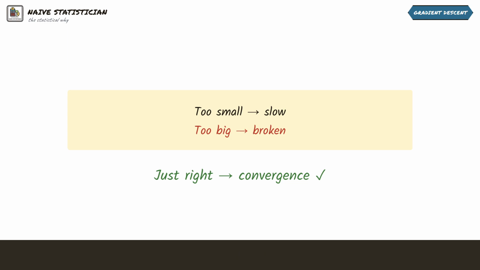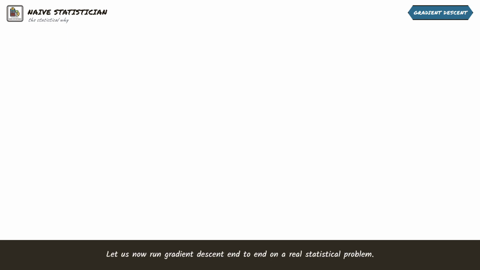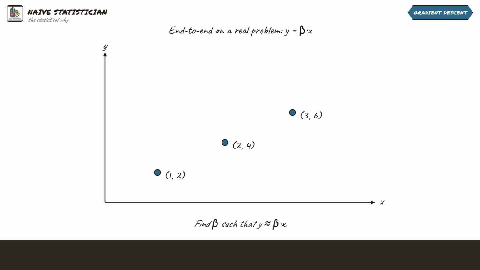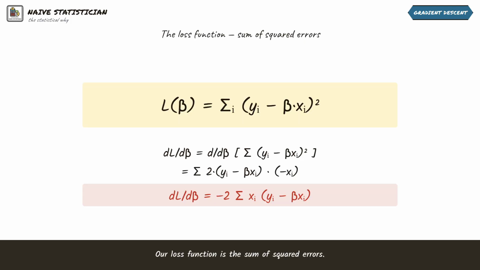Just right, convergence. Let us now run gradient descent end-to-end on a real statistical problem. Simple linear regression. We have data, x and y pairs. We want to fit a line y equals beta times x passing through the origin for simplicity, a single parameter. Our loss function is the sum of squared errors. L of beta equals the sum over i of (yi minus beta times xi) all squared.